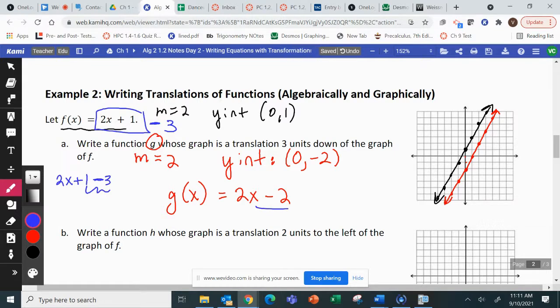So you can do it graphically or you can do it with the equation, but I want to do it graphically because I know there's some questions where you have to look at the graph and find the equation. Okay.